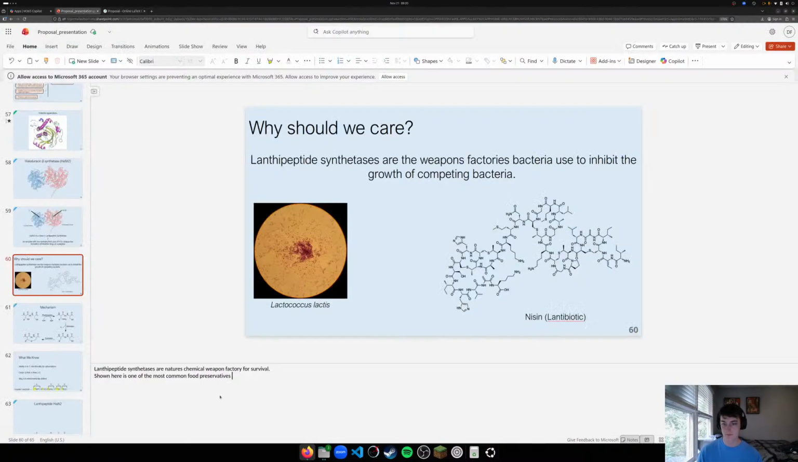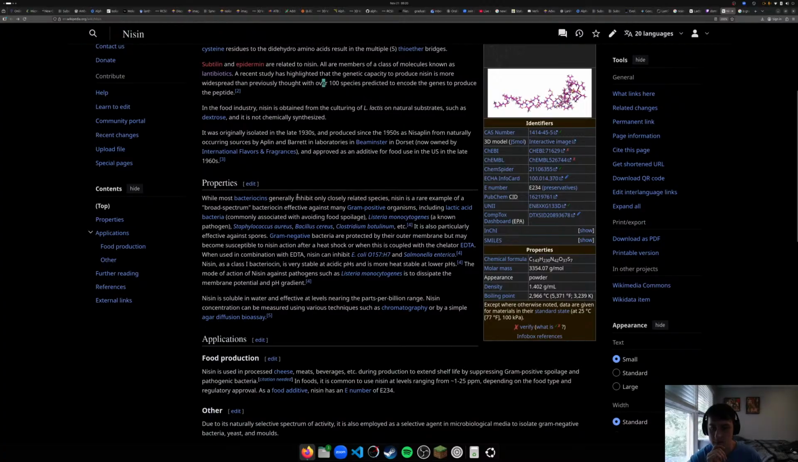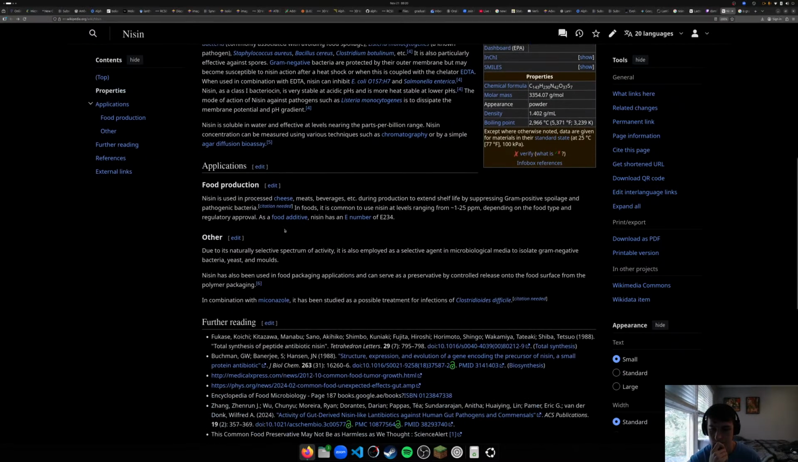Yeah, trance is cool. Shown here is one of the most common food preservatives. It extends shelf life by suppressing gram-positive spoilage and pathogenic bacteria.